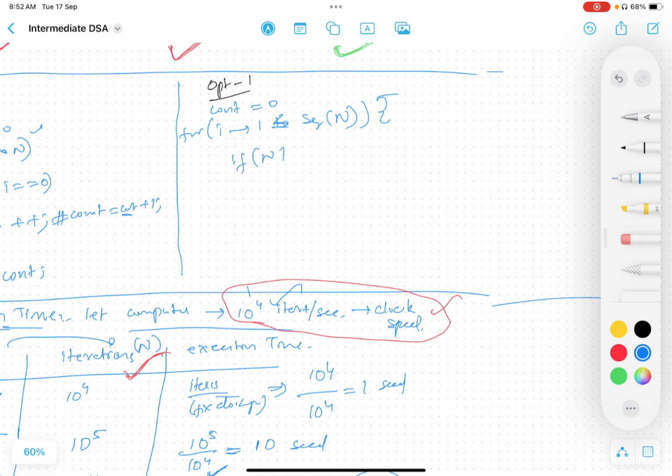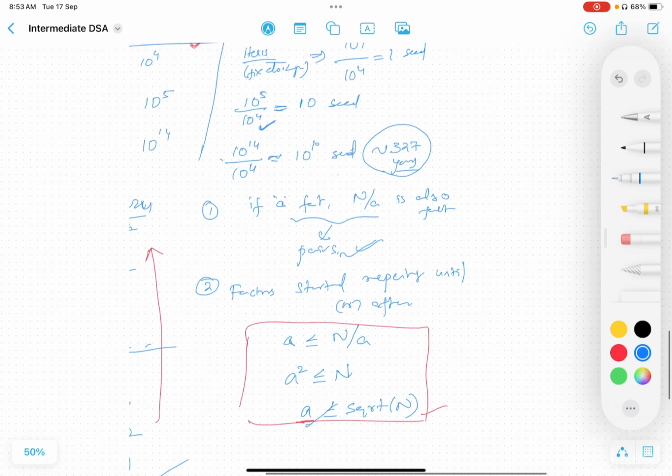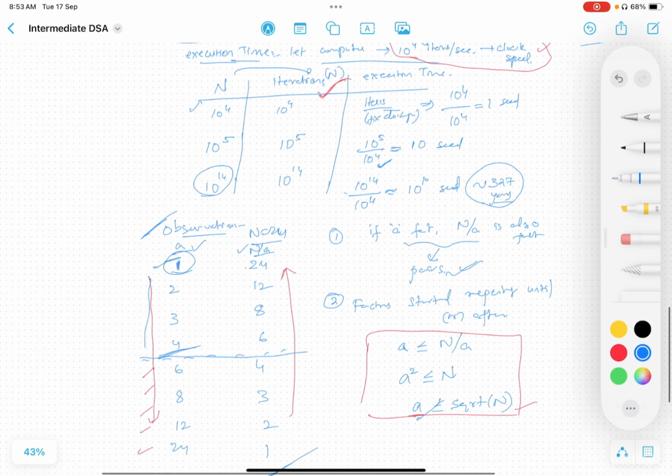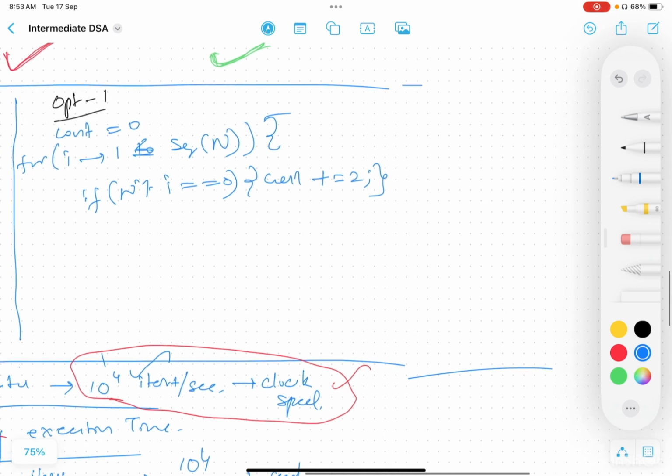So again, if I is a factor of n which divides absolutely, then you can increase the count by 2, not 1, because the observation we made is they always occur in pairs. So if you are considering 1, you should consider 24. If you are considering 2, you should consider 12, right? So I am doing plus 2, not plus 1, right? Yeah, there is no else after this. Return count.